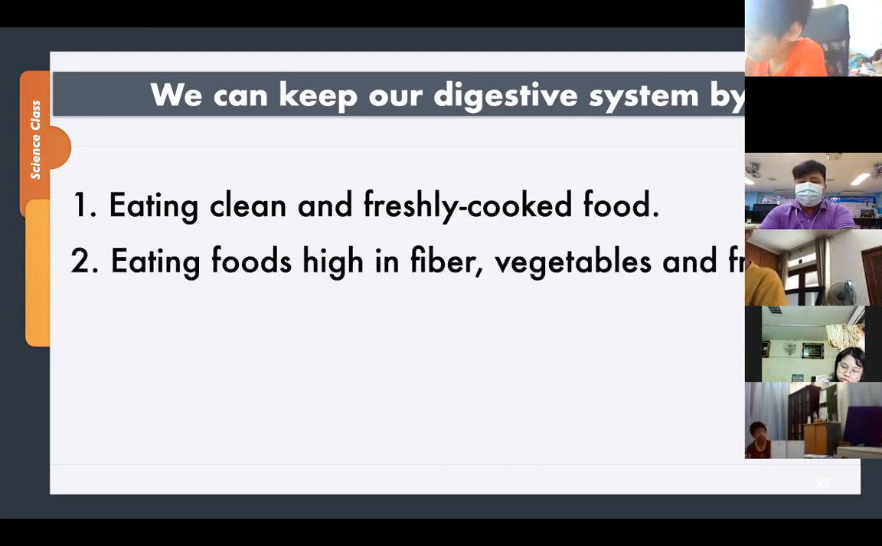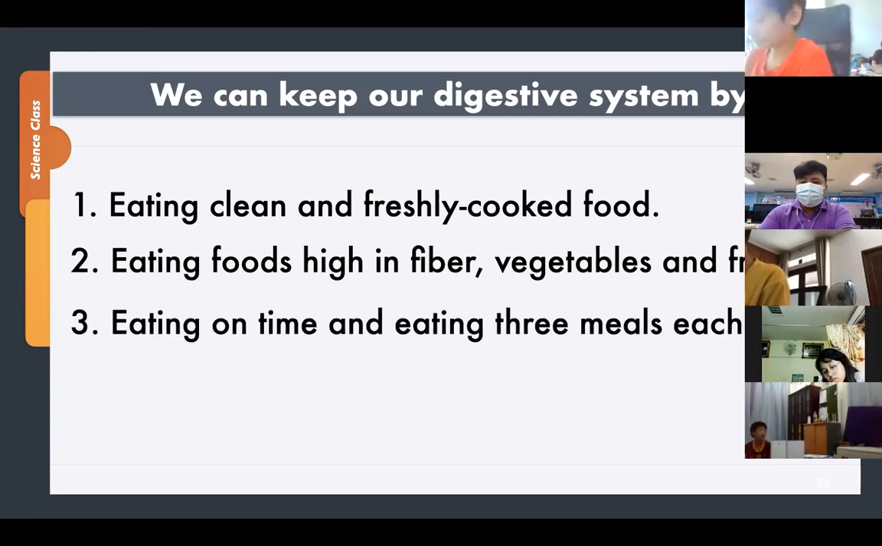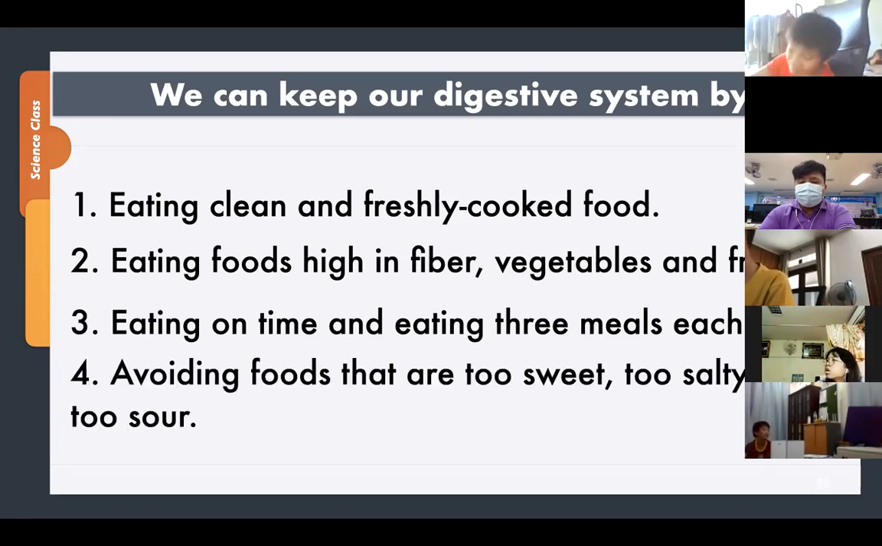The second one, eating foods high in fiber, vegetables, and fruits. The third one, Nate, why are you not writing? Number three, eating on time and eating 3 meals a day. Number four, avoiding foods that are too sweet, too salty, or too sour.